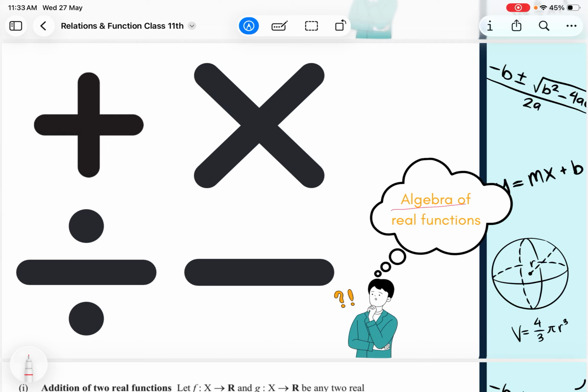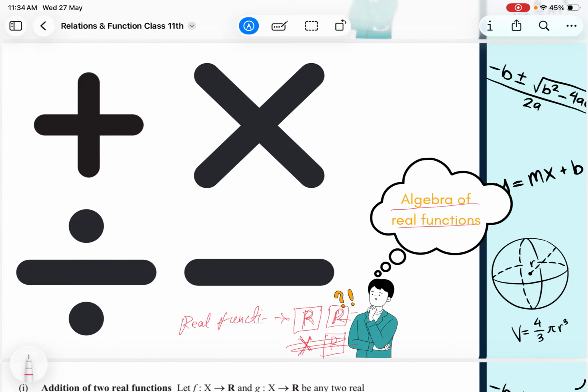Okay, so now algebra of real functions. First of all, we have to understand what a real function is. A real function is a function which has input as a real number and output as a real number. We had another real valued function where only the output was a real number, and no matter whether the input is real or not. But in a real function, the domain is real, and the range, the output, is a real number.